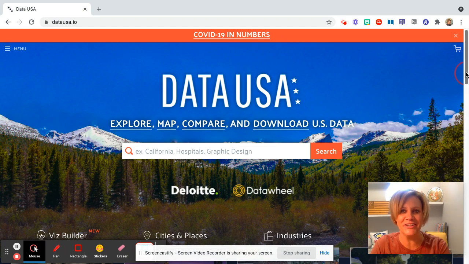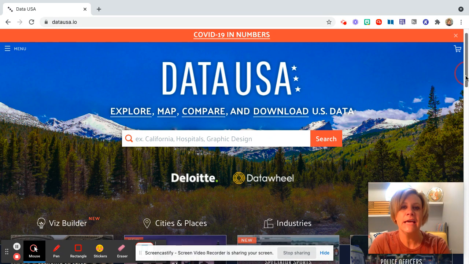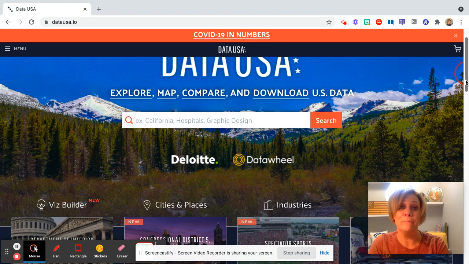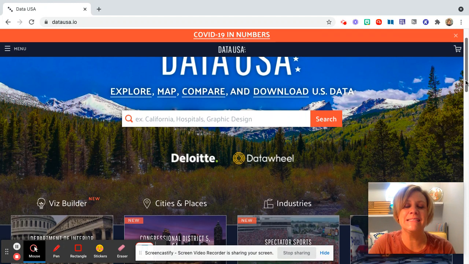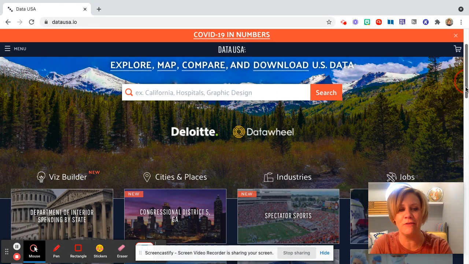I'm a big data nerd. So teaching students not only how to use it for a research paper, but just how to look at data is a great way to help your students understand data points, but also help them understand what's going on in the United States. This site was put together by Deloitte and DataWheel, so it is very much a site that can be referenced because these are two companies that are very well known and respected.